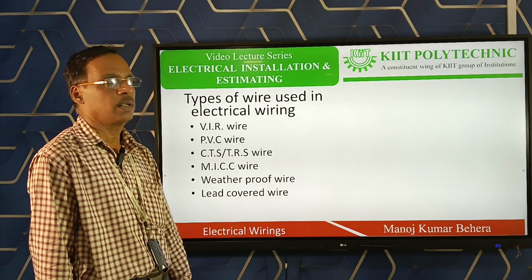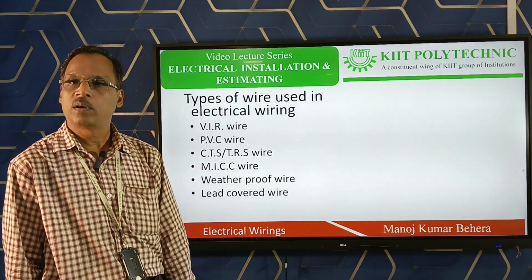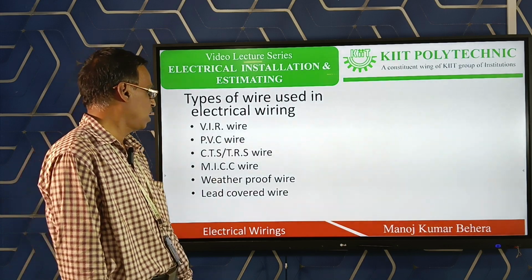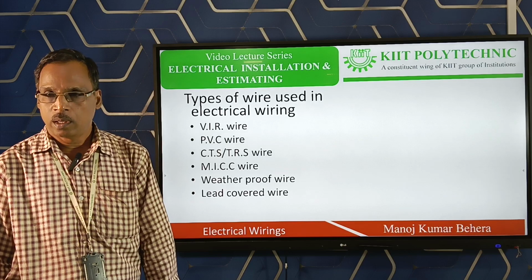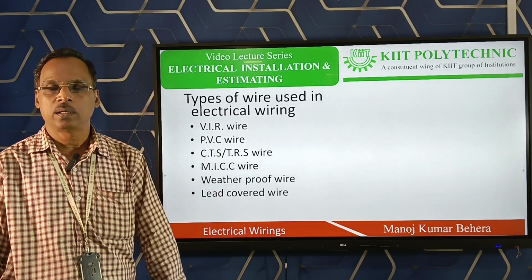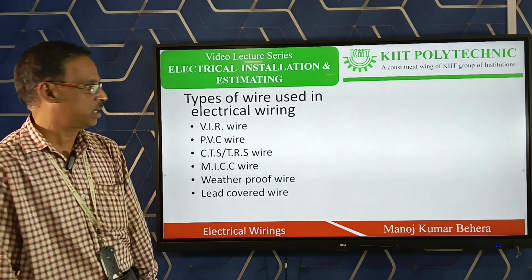Next is weatherproof wire. Generally weatherproof wires are used for the service connection of your building. Next is lead covered wire. When a wire is exposed to moisture, it should be metal covered, and generally lead is preferred to cover it.